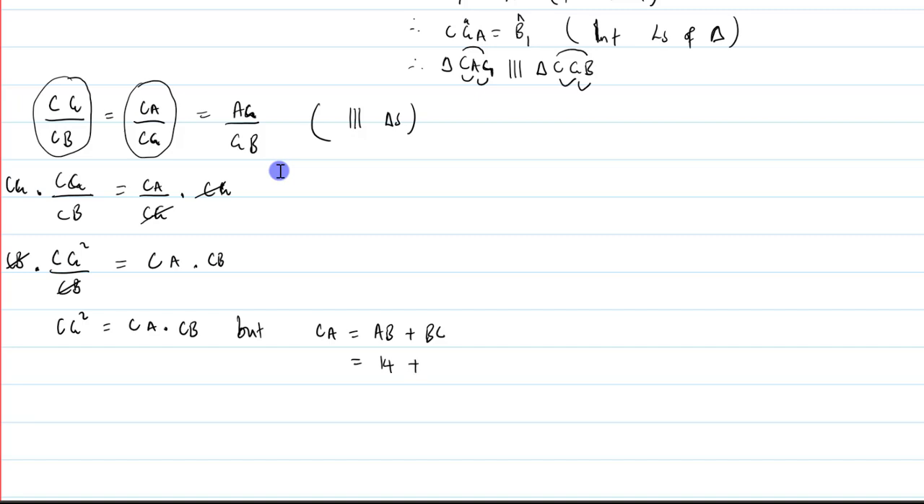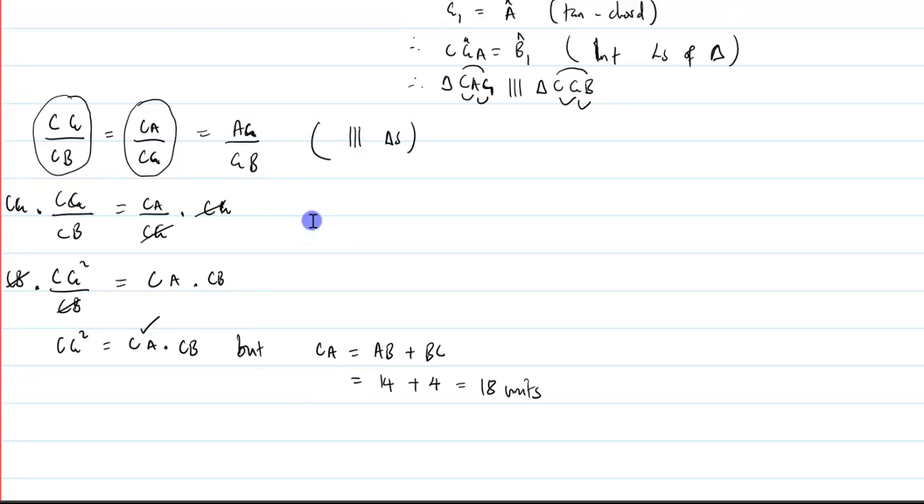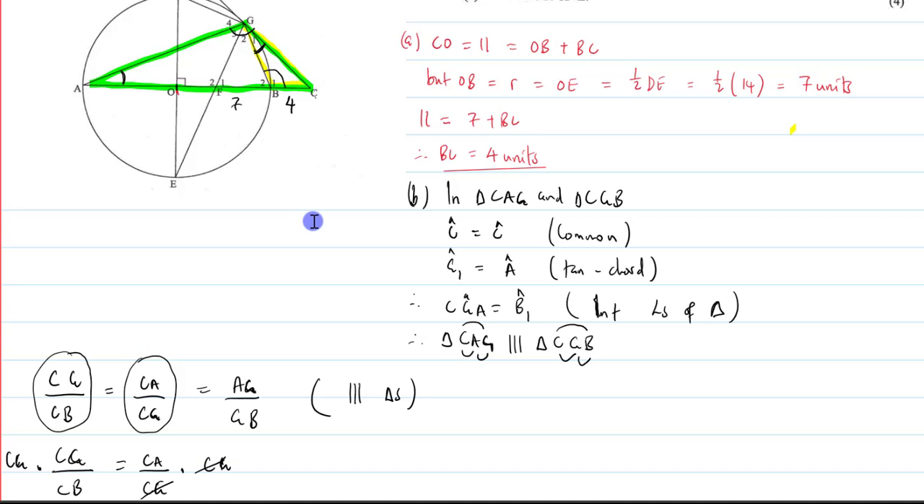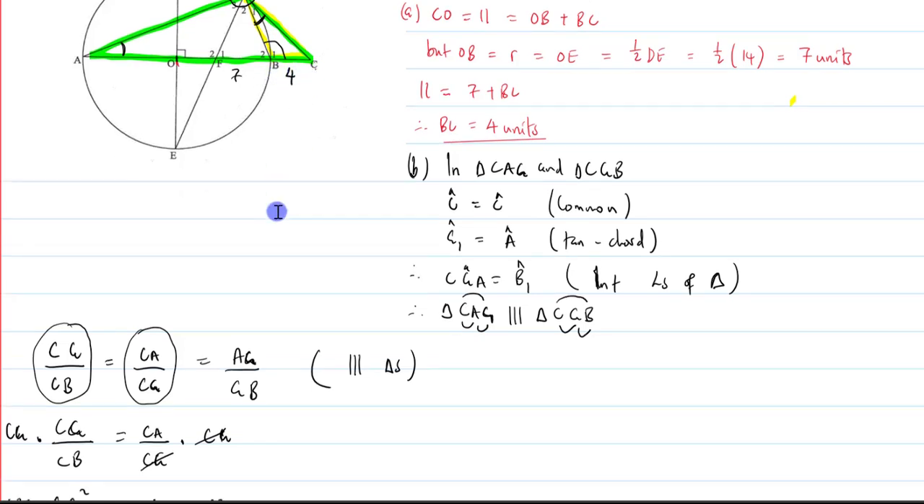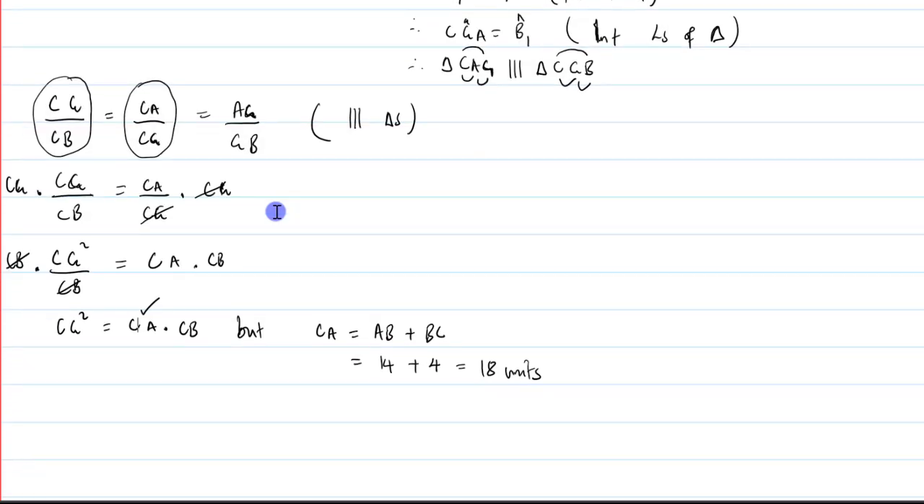BC we calculated in the first part of the question, which is 4 units, so it means that CA is equal to 18 units in total. Okay, so we have that CA. What about the CB? Let's have a look where CB is. So CB is, or BC, but we have BC. So if you go back here, we also have this one as 4 units.